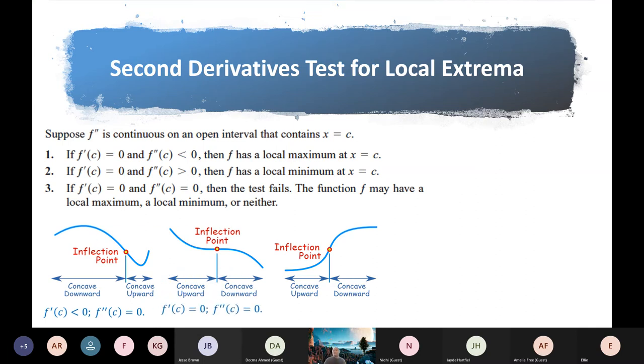Second one, you can see the tangent line is flat, so the first derivative is 0, so this is a stationary point. And the second derivative is also 0, so this one is a horizontal inflection point.